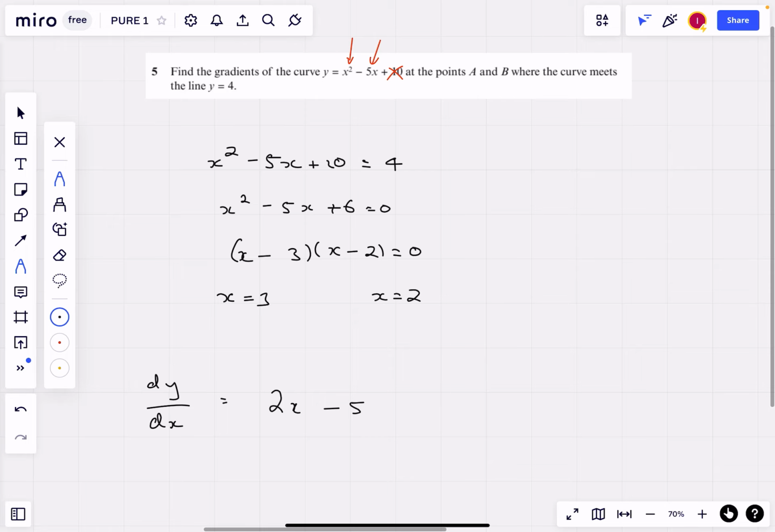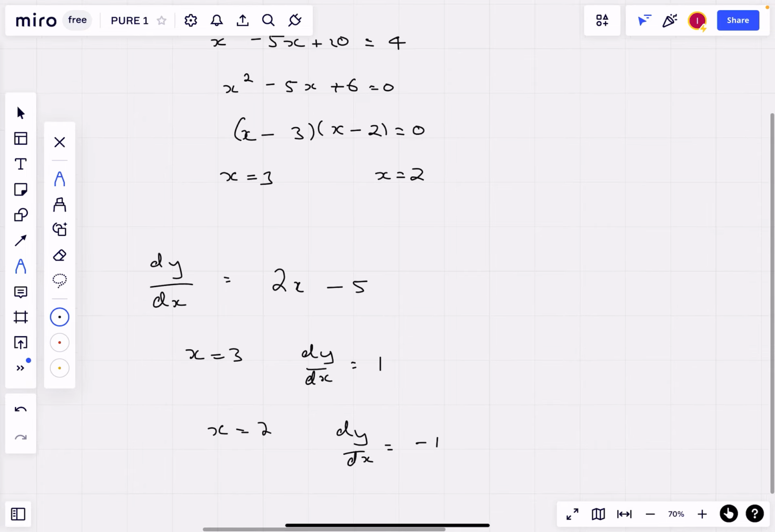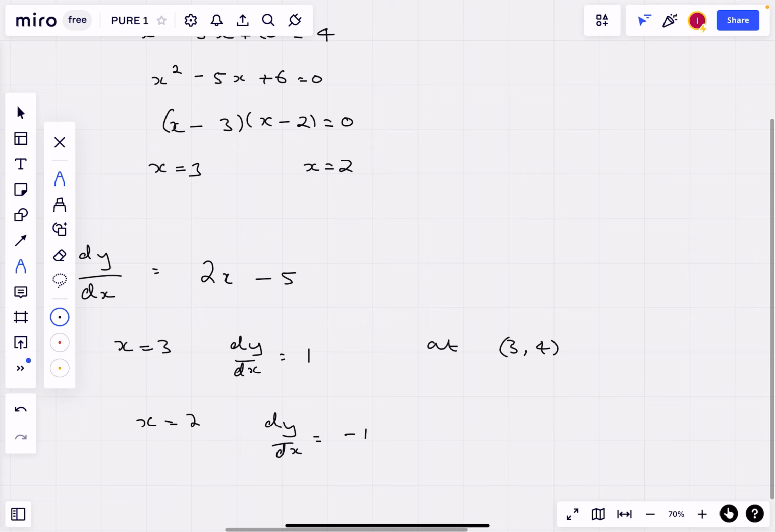Now, when x equals 3, dy by dx equals 6 minus 5, 1. And when x equals 2, dy by dx equals 4 minus 5, minus 1. Okay. So at (3, 4), the gradient equals 1. And at (2, 4), gradient is minus 1. There you go. That's how you do that.